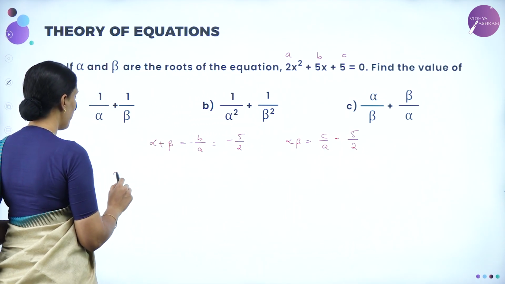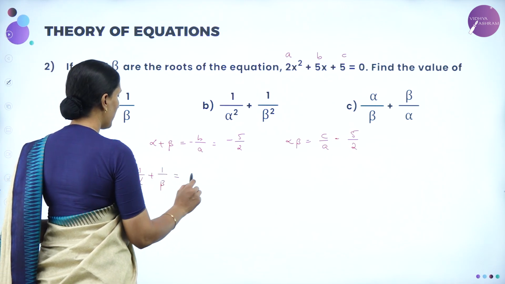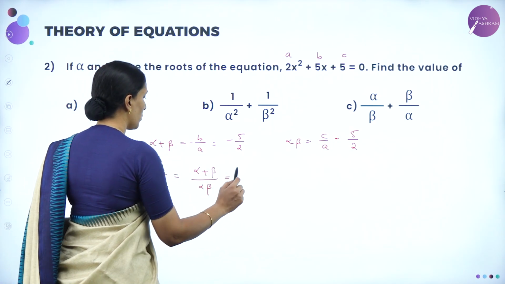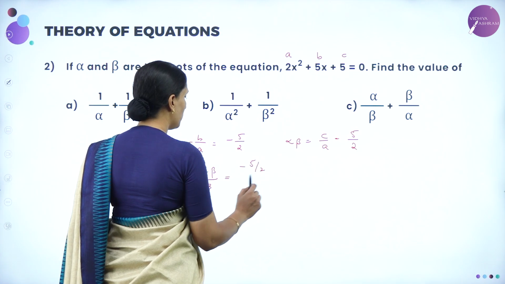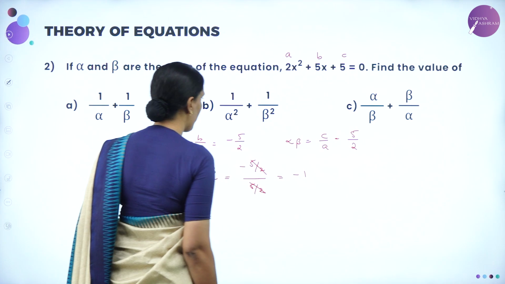Now first one, 1 by alpha plus 1 by beta, which can be written as alpha plus beta by alpha beta. So which is minus 5 by 2 divided by 5 by 2, it cancels, the value is minus 1.